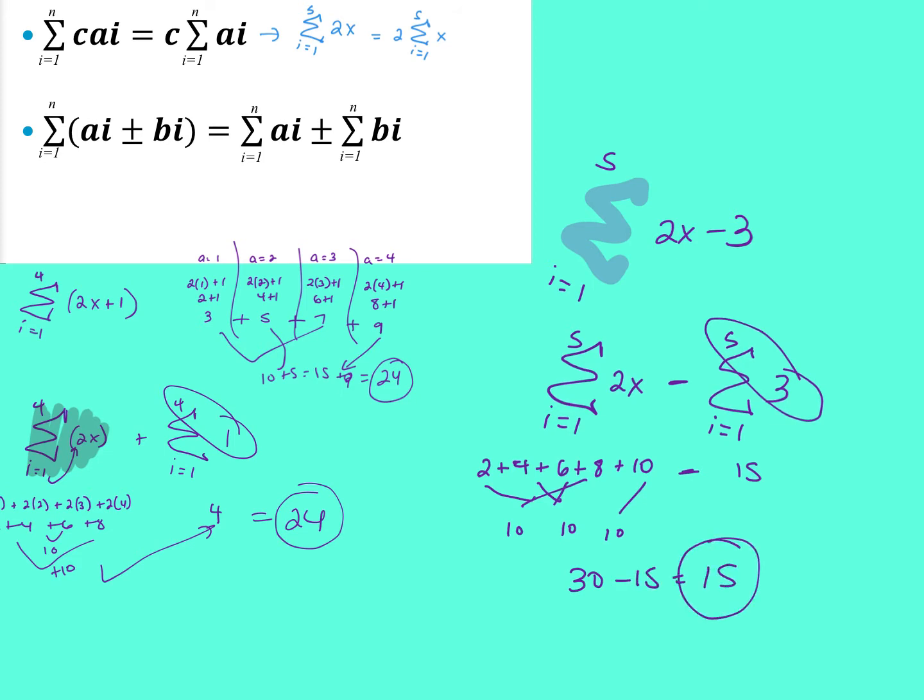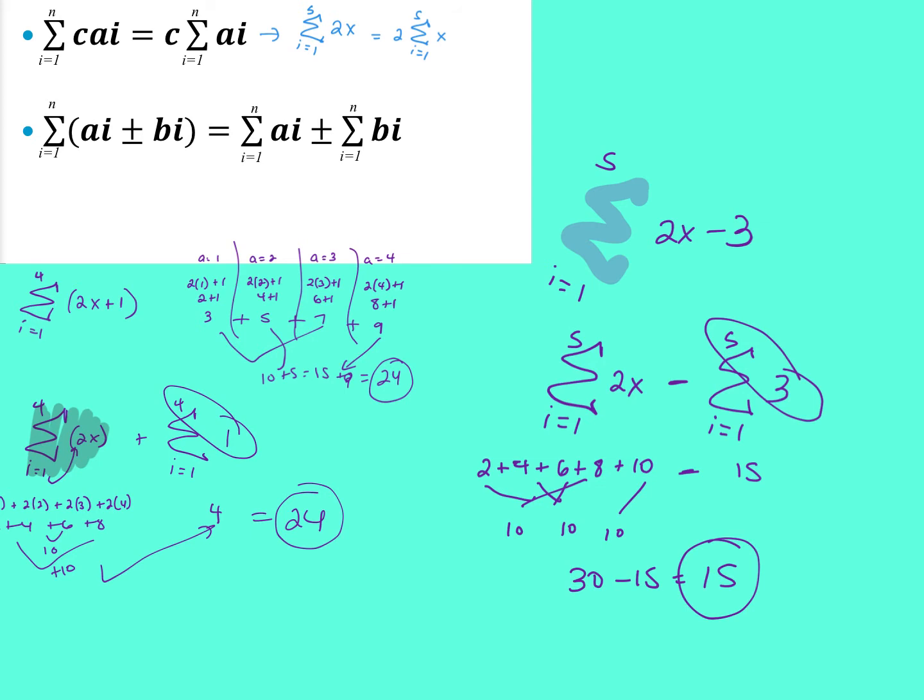Or I could plug in a 1, plug in a 2, plug in a 3, plug in a 4, plug in a 5, and then add them all together at the end. For the one where you multiplied the 3 and the 5, yeah.